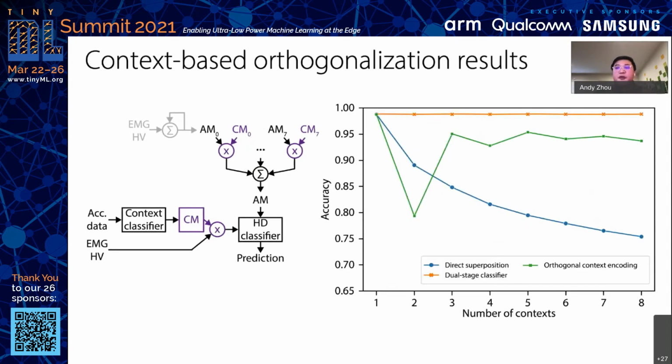So here are the results for when we apply this to our gesture recognition task with the new accuracies shown in green. For more than two contexts, we see a clear improvement in using context-based orthogonalization compared to the baseline model with direct superposition, despite the fact that both models utilize superposition of model parameters and have the same parameter memory footprint. The efficacy of this method still varies with the number of superimposed contexts, and we explore this through simulations covered in more detail in our paper.